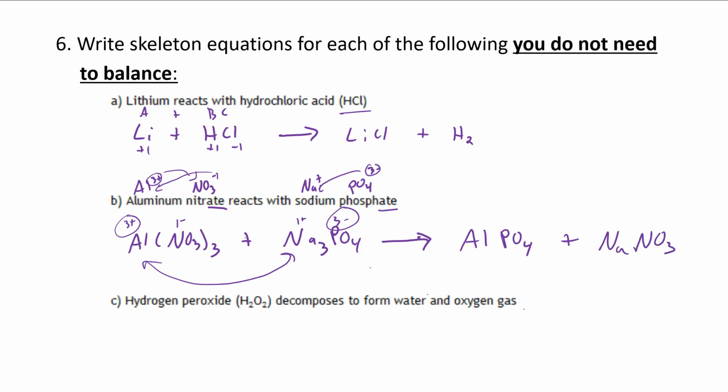All right. Hydrogen peroxide, H2O2, decomposes to form water and oxygen gas. So that is H2O2 by itself is going to split up into water, which you guys should recognize as H2O, and oxygen gas, right? But I can't just leave that single O there, because what does oxygen do when it's by itself? It is a diatomic. It's one of our 7 diatomic molecules. All right.